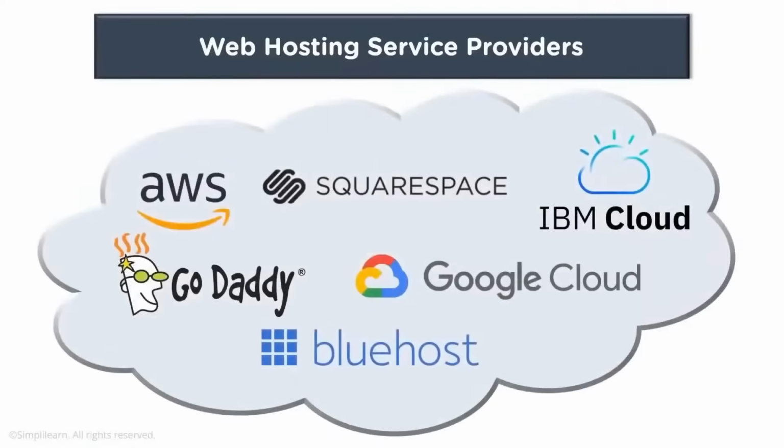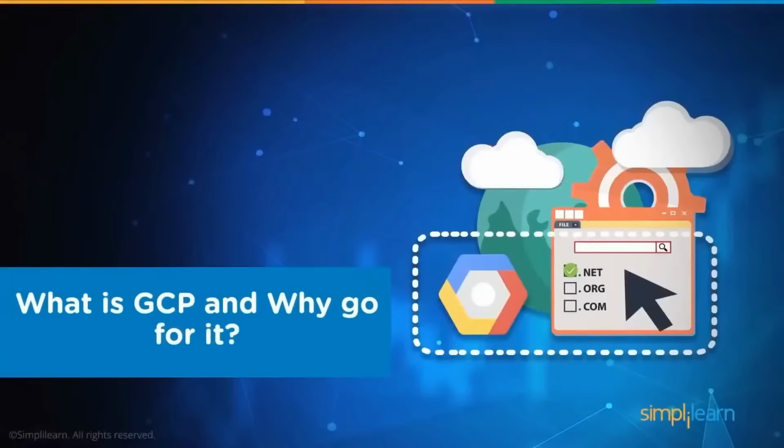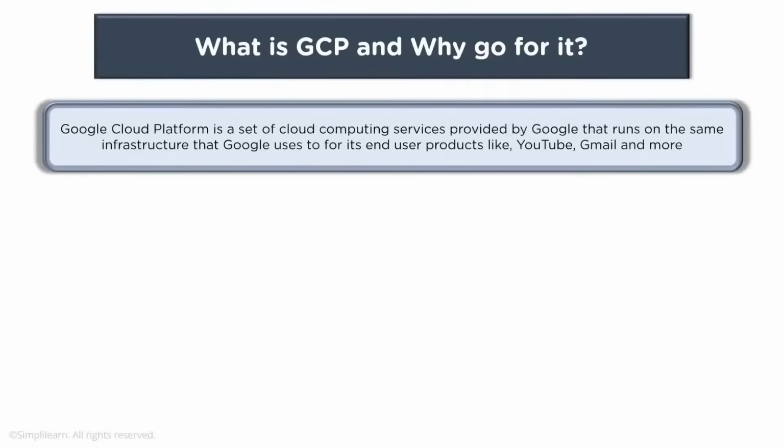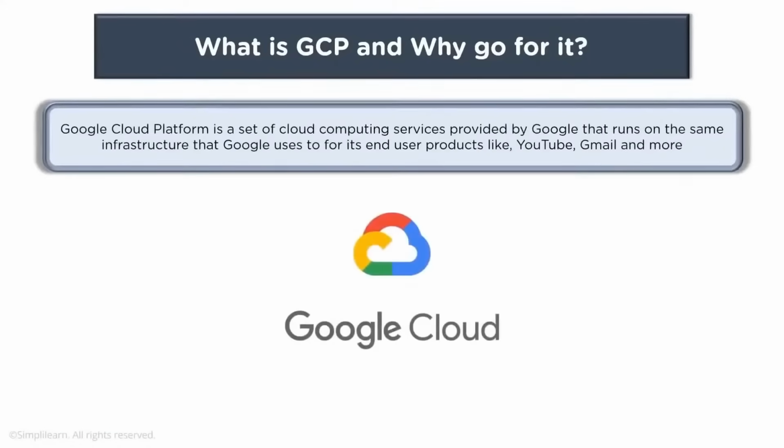You have AWS, Squarespace, IBM Cloud, GoDaddy, Bluehost, and Google Cloud. So what is GCP and why go for it? When you talk about GCP, or as we call it, Google Cloud Platform, it is a set of cloud computing services provided by Google that runs on the same infrastructure that Google uses for its end user products like YouTube, Gmail, and much more.